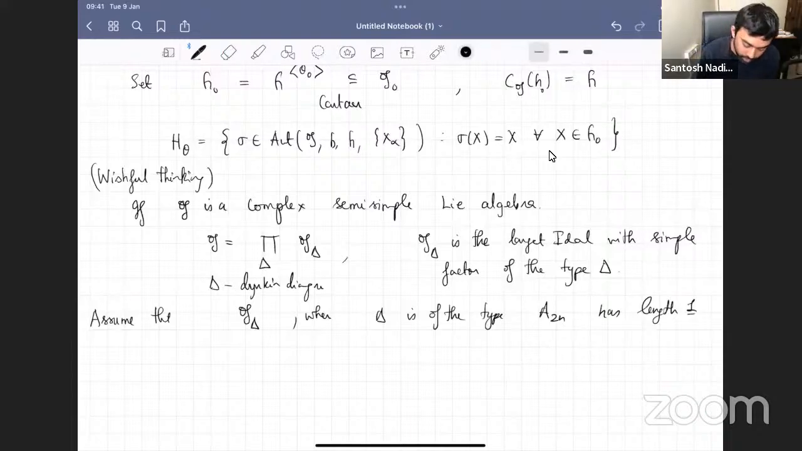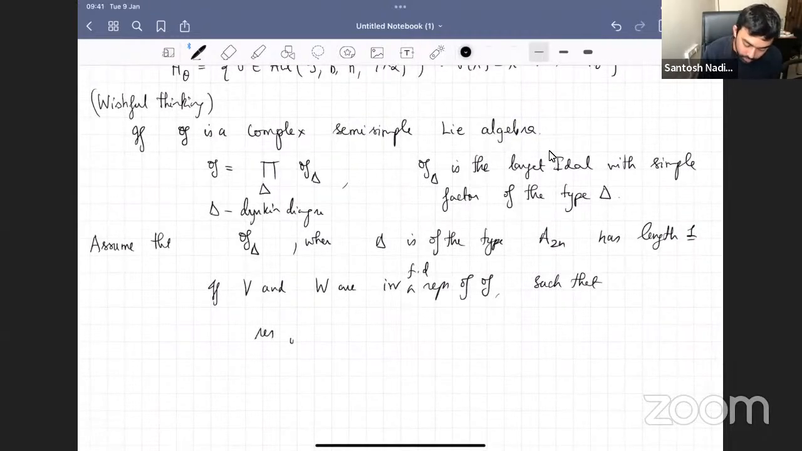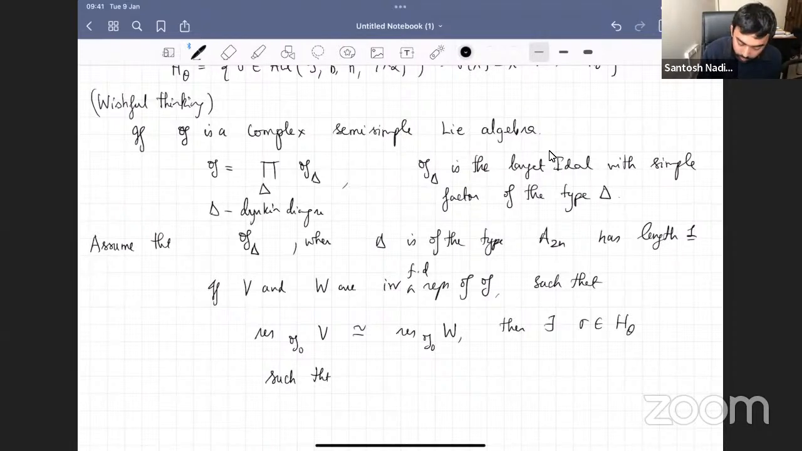Okay, so now if you have this, then we think that if V and W are irreducible representations of G, such that restriction to G0 of V is isomorphic to restriction to G0 of W, then there exists a sigma inside this H theta such that V is isomorphic to W twisted by the sigma. Okay, so this conforms with most of the examples that I have given.